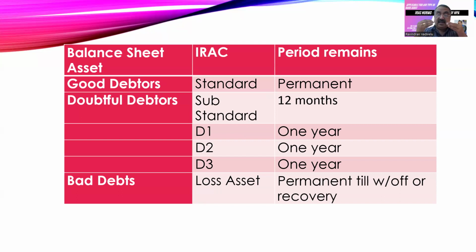Then after D3, it remains constant. In spite of the classification as doubtful debts, if the accounts have not been paid or if the accounts have become bad debts, then that will be classified as loss asset. I think this chart also will be useful to you. That is standard, substandard, D1, D2, D3, then loss assets.